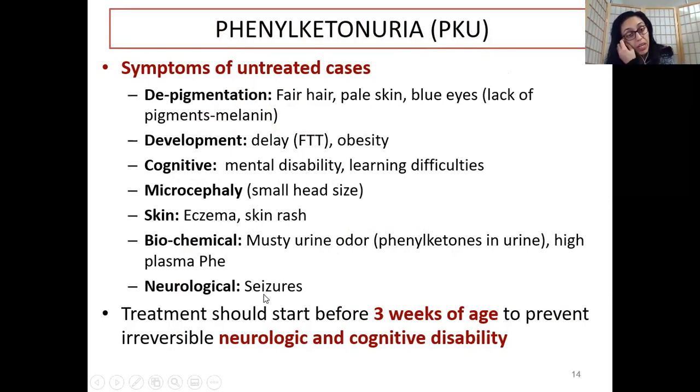Then you have biochemical issues. Why? Because a lot of phenylalanine is there in the blood. And as I said, what is the rule of the body? Once your blood is saturated with a compound, then you see that eliminated in the urine. So when you have phenyl ketone bodies being eliminated in the urine, they give you this musty urine odor. And of course the biochemical change is a high blood phenylalanine level, just like how you do blood sugar level testing for diabetes.